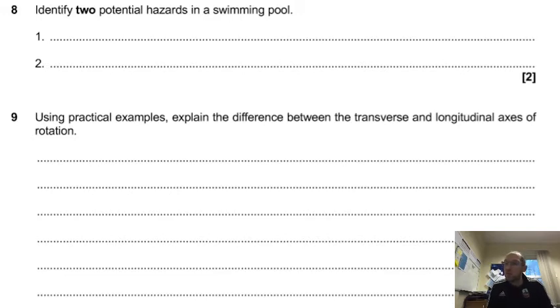So the answers: transverse is side to side, hip to hip, left to right, and longitudinal is top to bottom, e.g. head to toe. Transverse, e.g. a somersault, a bicep curl, pedaling a bicycle. Longitudinal is a pirouette, a full turn, a flat spin, a twirl.